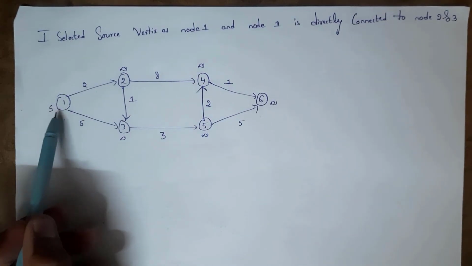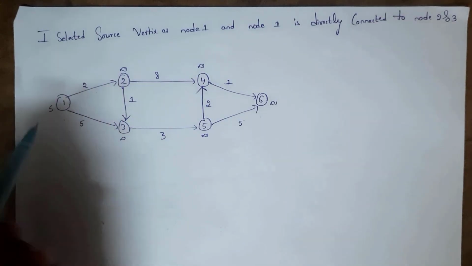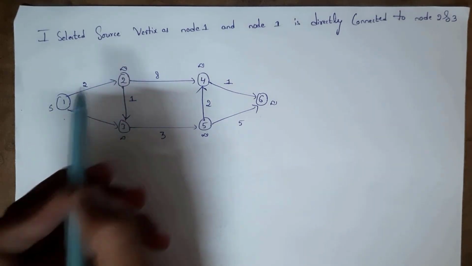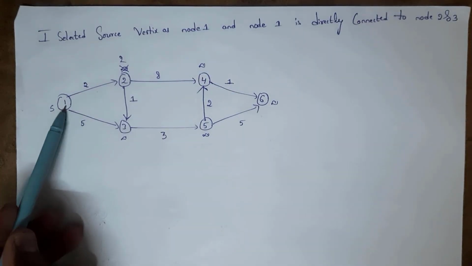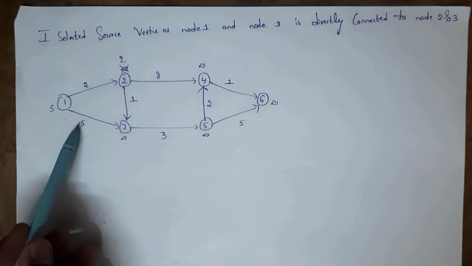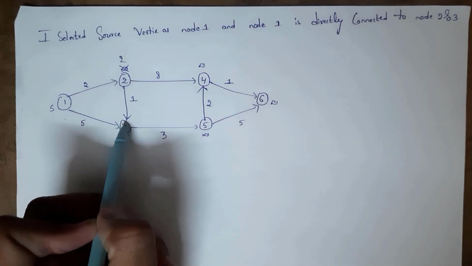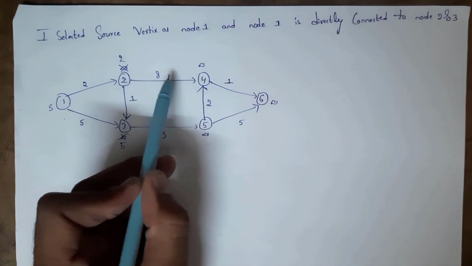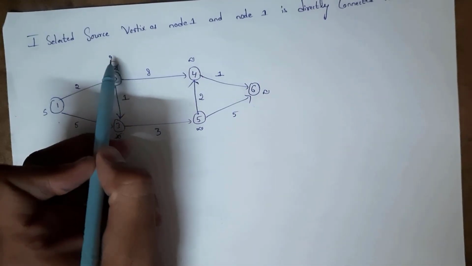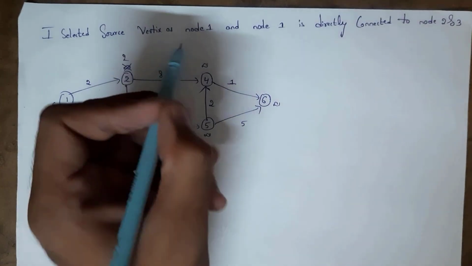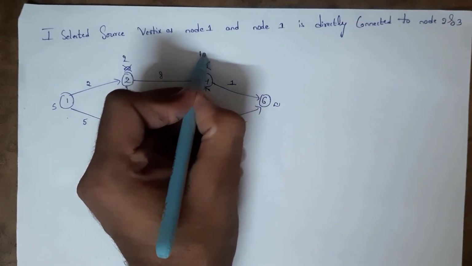I selected this node 1 as source node. This source node is directly connected to node 2 and node 3. So distance from node 1 to node 2 is 2. So I am replacing this infinity as 2. And similarly, distance from this node 1 to node 3 is 5. So I am replacing this infinity with 5. This node 2 is connected to node 3 and node 4. So distance from node 2 to node 4 is 2 plus 8, that is 10. So I am replacing this infinity with 10. I visited this node 4.